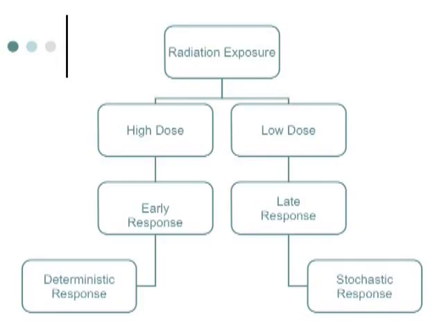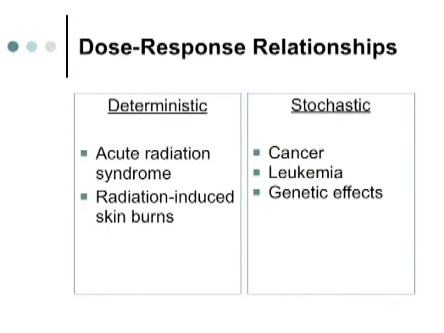So there's two types of responses besides late and early that we talk about, and one is called a stochastic response and the other is called a deterministic response. A deterministic response is usually a somatic effect that happens in your body in your lifetime that will happen to everyone regardless, if you're given enough radiation.